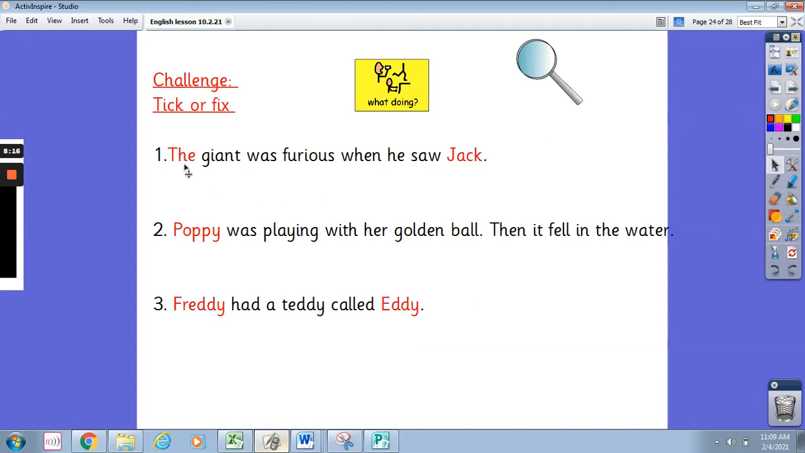Brilliant work. There should have been a capital letter for the because it's the first word in the sentence, and there should have been a capital letter for Jack because it's a name. In the second sentence there should have been a capital letter for Poppy, and there should be a capital letter for then as it's the first word after a full stop. And in the last sentence there should be a capital letter for Freddie because it's a name, and a capital letter for Eddie because it's also a name.